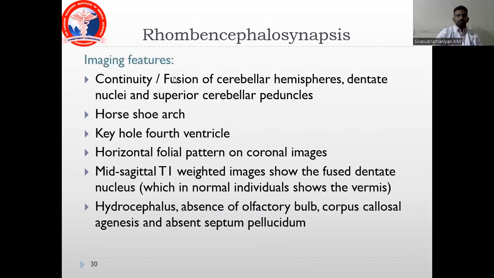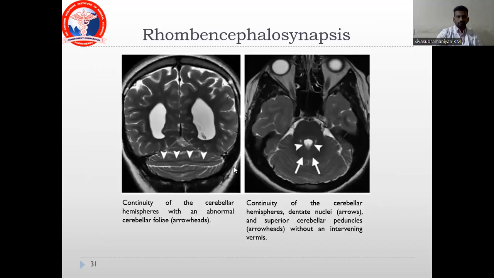So there is continuity or fusion of the cerebellar hemispheres with a horseshoe arch and a keyhole fourth ventricle and the horizontal folial pattern of coronal images, and it can be associated with hydrocephalus or absent olfactory bulb. So this is a case of Rhombencephalosynapsis. You can see that the vermis is absent and you have a horizontal cleft over here. There is continuity of the cerebellar hemispheres and the dentate nuclei. They appear fused.